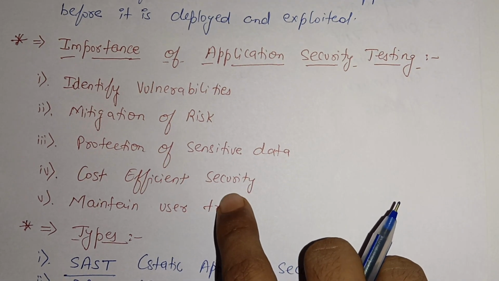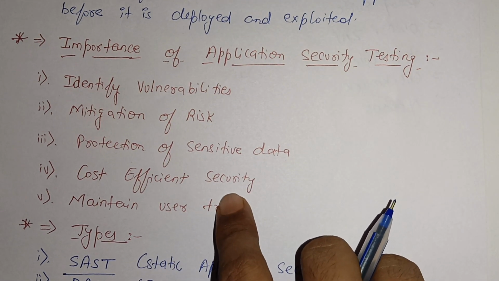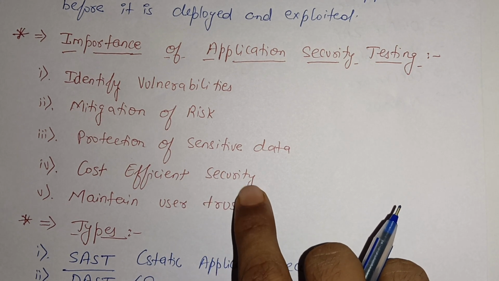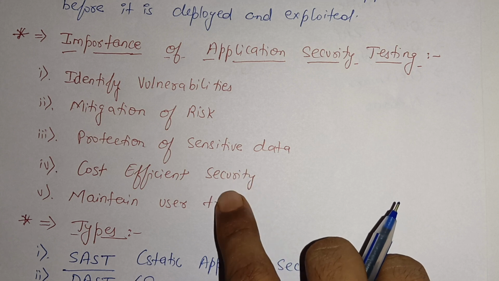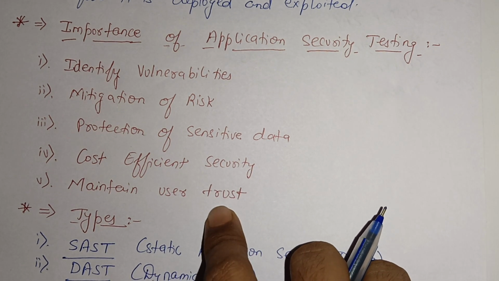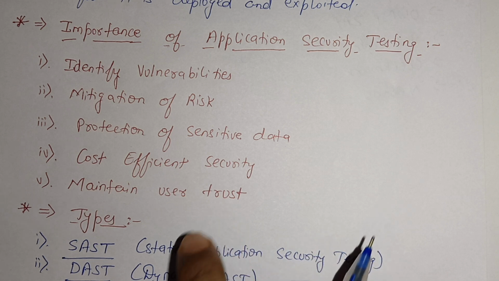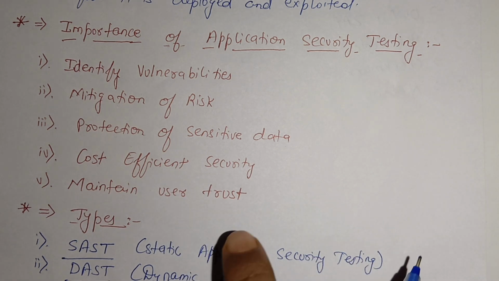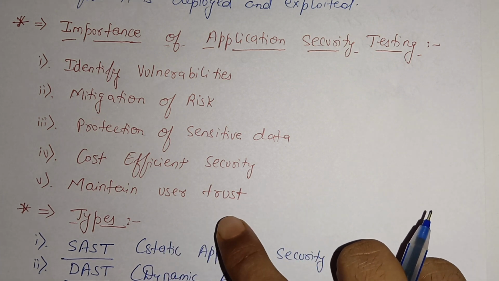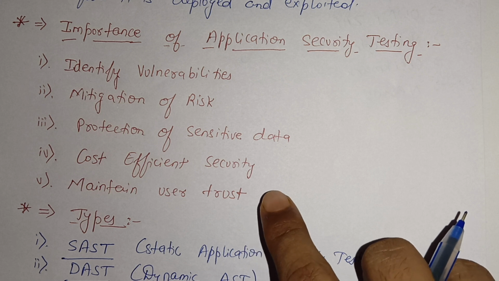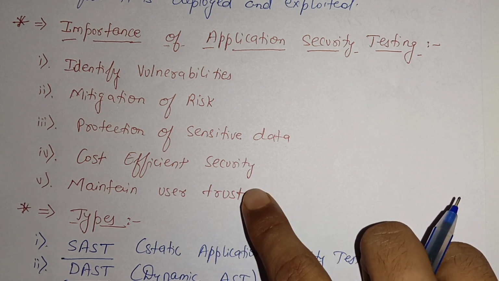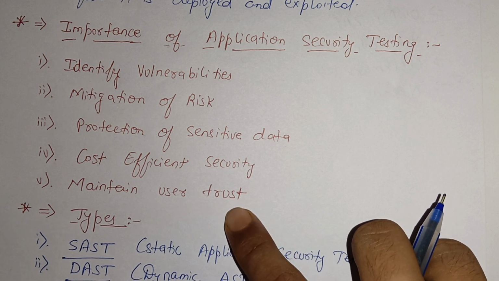Fourth one is cost efficient security. Means it is not that costly, it is cost effective and cost efficient, so any organization can have this application security testing. And the last one is maintain user trust. Whenever application security testing is used, it already checks and tests all the issues. If any issue comes up in that application, then it clears all the issues, so it develops user trust also.